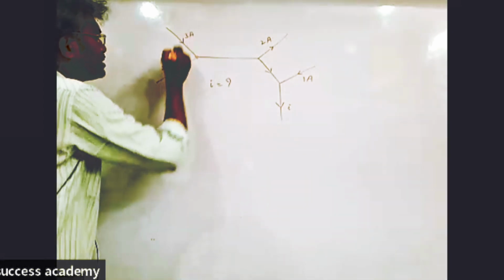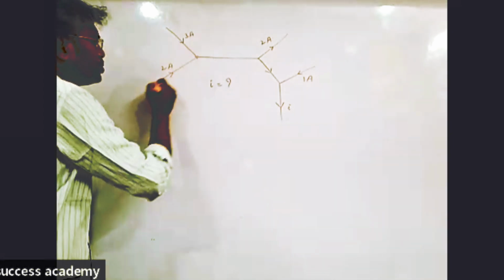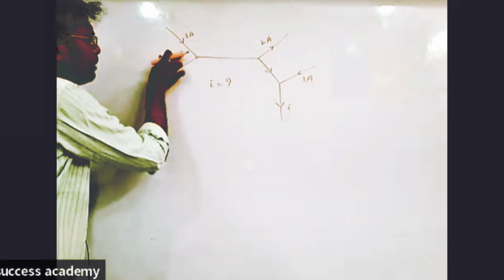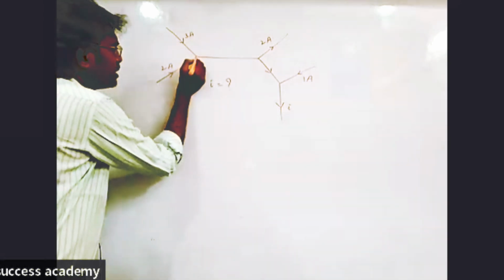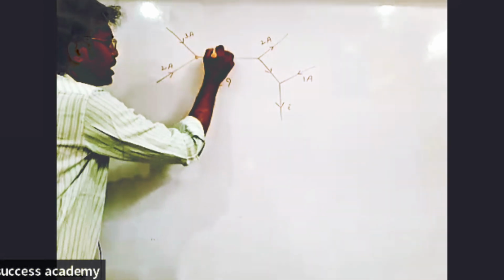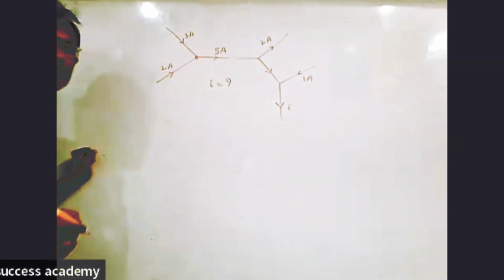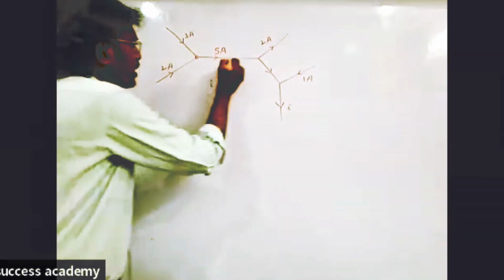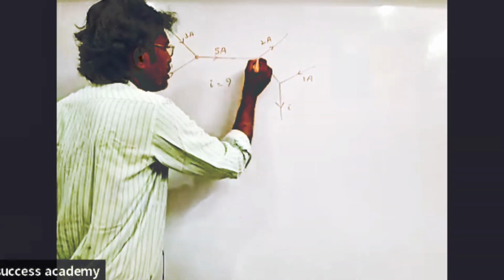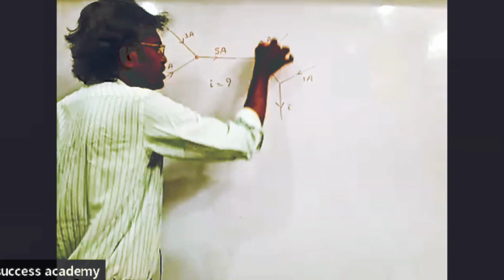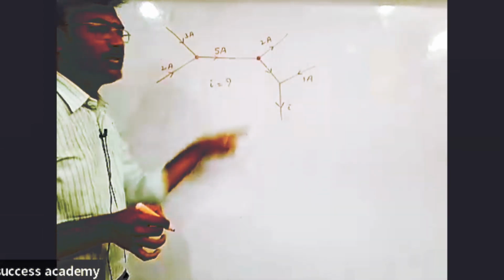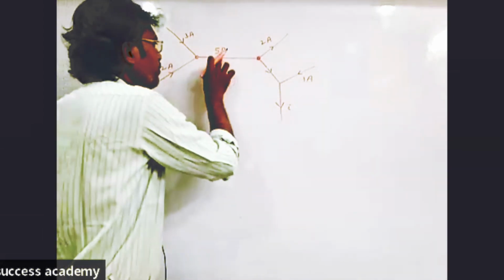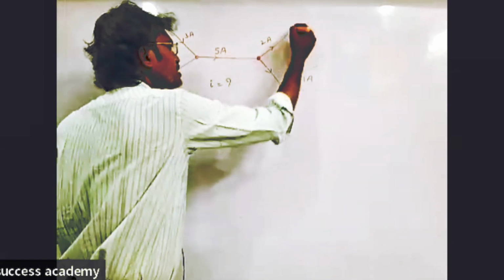From here 3 ampere is coming. From here 2 ampere is coming. This 3 ampere and 2 ampere both are meeting at this junction and gives the 5 ampere. 3 plus 2, 5 ampere. This 5 ampere is moving in this direction. At this junction, again separation takes place. In this 5 ampere, 2 ampere is moving in this direction.